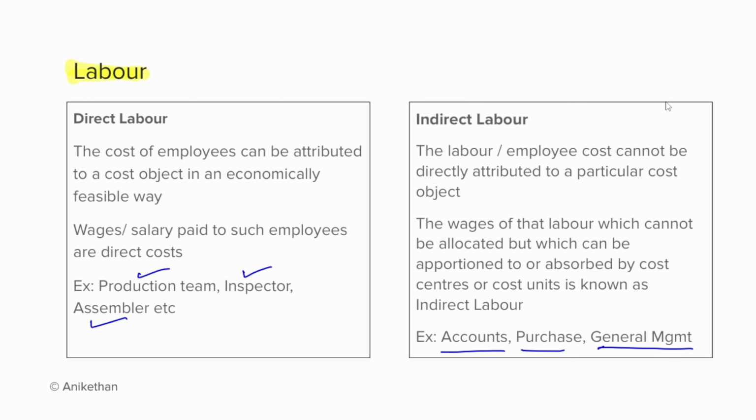Hence, there is a concept called cost apportionment. The costs associated with indirect cost are apportioned to the product. This we will learn going forward. For right now, understand they are not directly attributed. It means they are working for the organization but not necessarily for a single product. So that is the major difference.